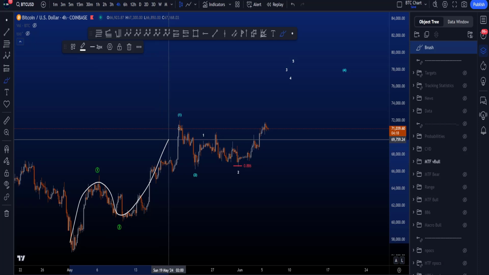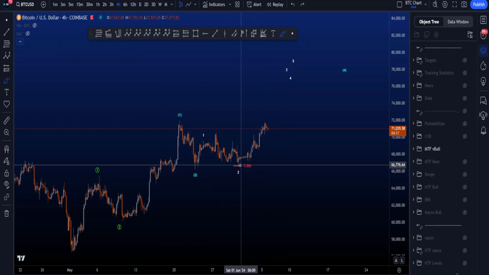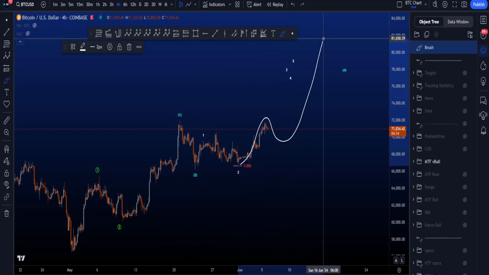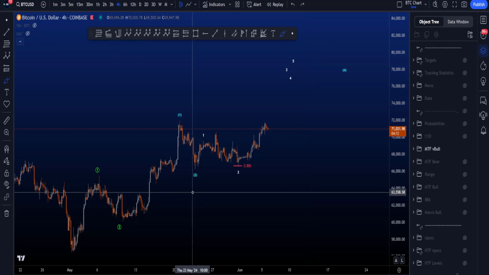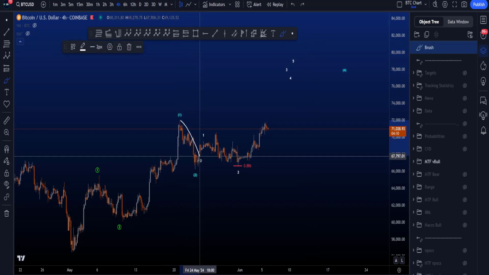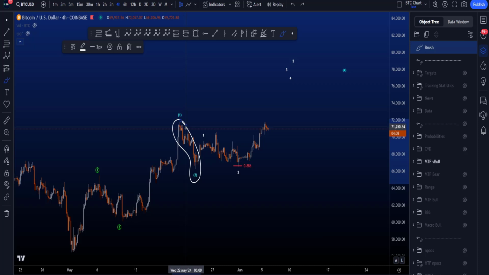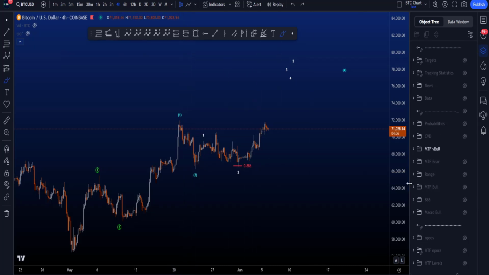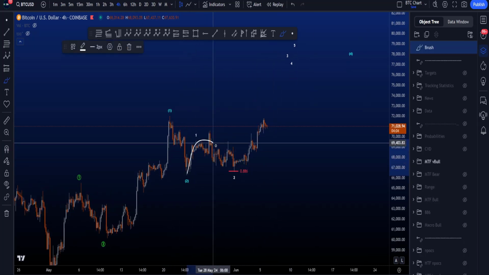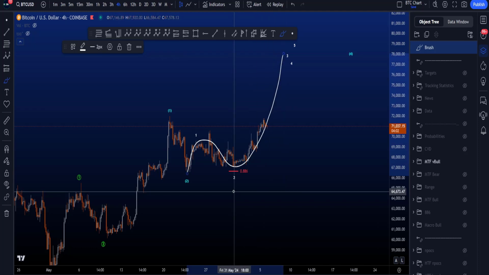We have a 1-2, 1-2, 1-2, and we look for another move to the upside in again 1-2 continuation to the upside. In this scenario, your blue wave 2 finished here after a 3-wave corrective structure to the downside, and then we have another wave 1, wave 2, and look for continuation.